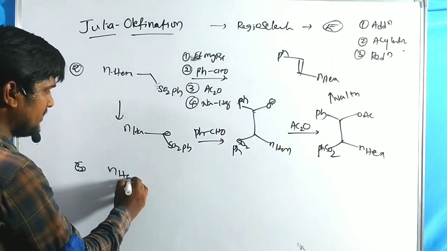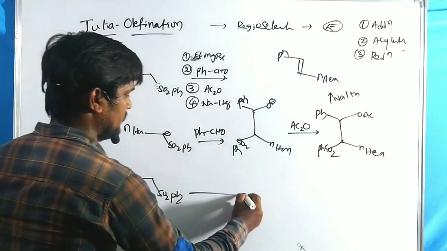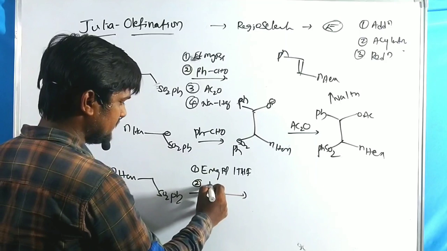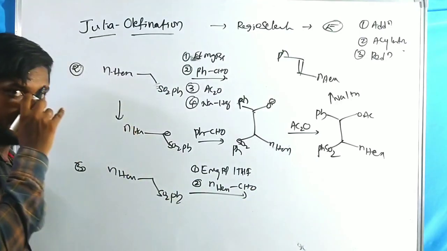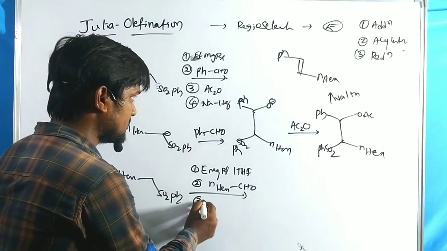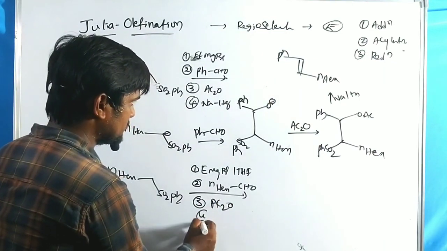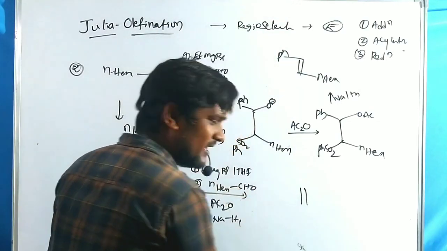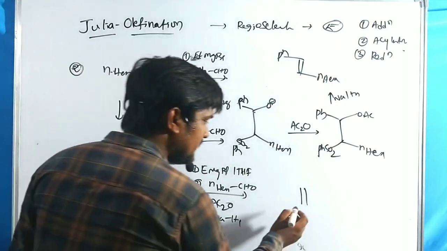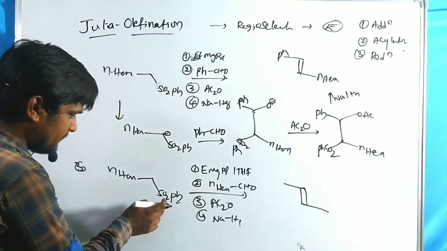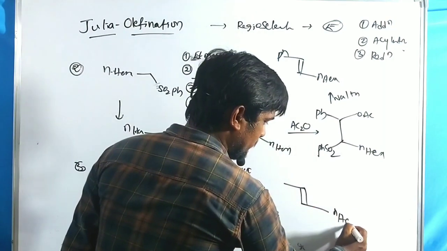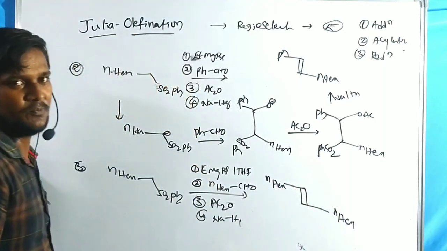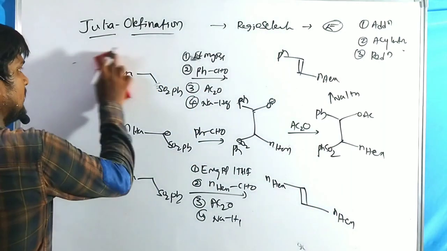Now the third example, the same reaction, n-hexane with SO2 phenyl. The first step is ethyl magnesium bromide in THF. The second step is n-hexane CHO, that means heptanal. The third step is Ac2O, and the fourth step is sodium mercury. What will happen? Here the R group is changed, but the olefin is common. In the simplest representation of the Julia reaction, the sulfone-attached carbon is at the bottom, and the aldehyde-attached R group is at the top. This is the third example of Julia olefination.